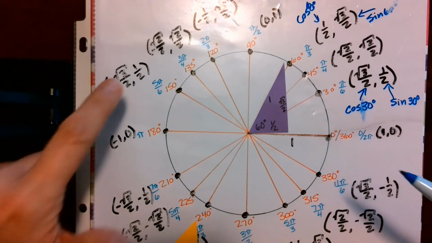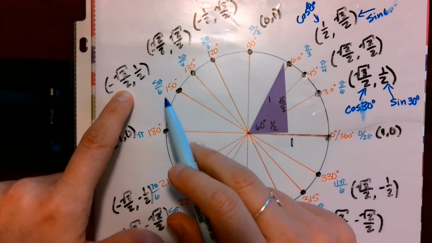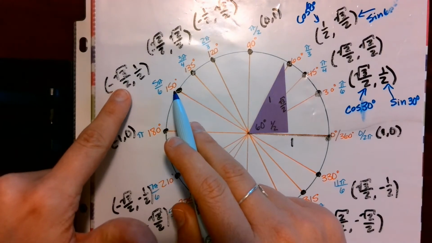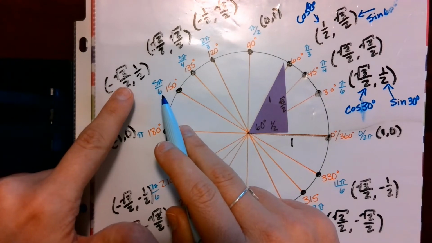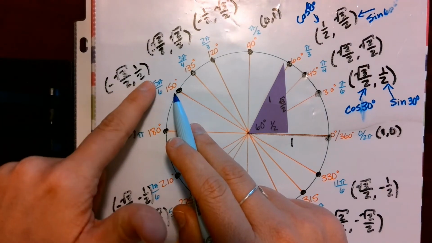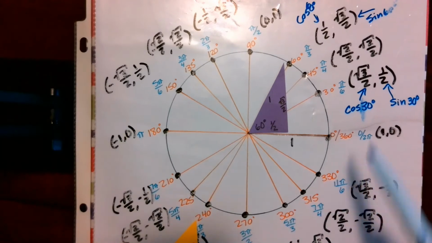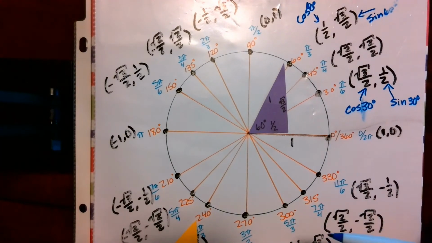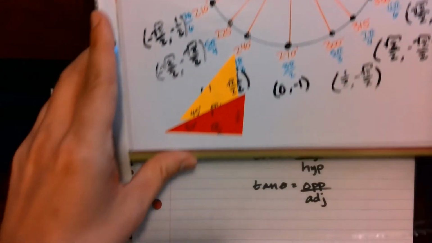So we could point to something like this 5 pi over 6, or 150 degrees, and say, I know that the cosine of 150, or 5 pi over 6, is negative radical 3 over 2, and the sine of 150 is 1/2. So every single x here is the cosine of that. Every single y is the sine of that. It's beautiful. It's a beautiful world.